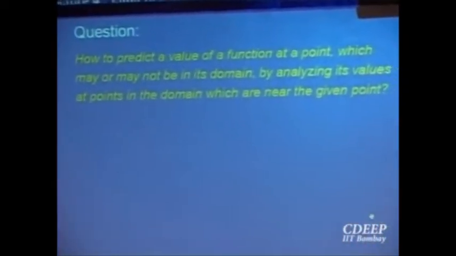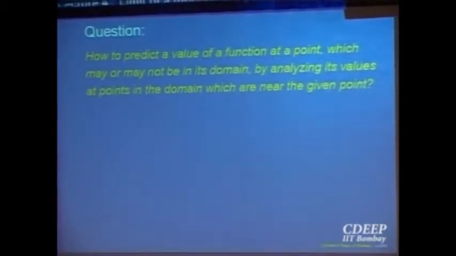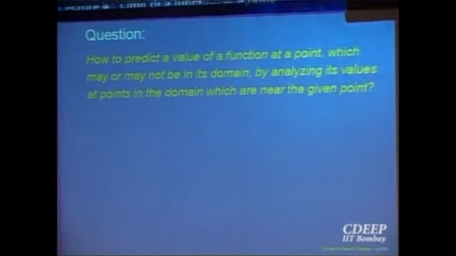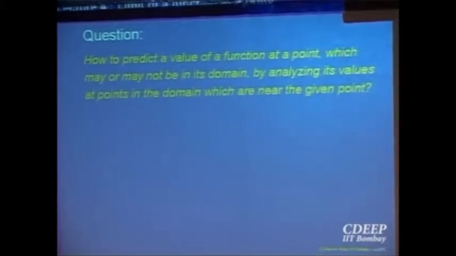You are given a function and you want to predict some suitable value for the function at a point. That point may or may not be in the domain of the function. We ignore, even if the point is in the domain of the function and the function is given some value, we don't bother about that value. What we want to do is predict a suitable value for the function at that point by looking at the values of the function at nearby points.